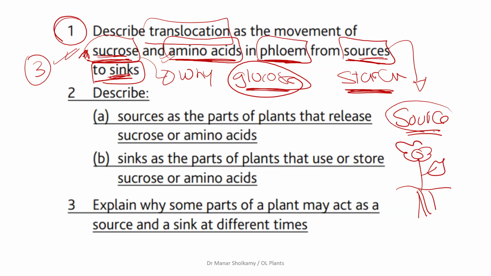Okay, now the source from the name, it's obvious. The source is the part of the plant that produces or releases the sucrose and the amino acids. So what is the source? It is the part of the plant that releases sucrose or amino acids. Now, what do you think is the sink?